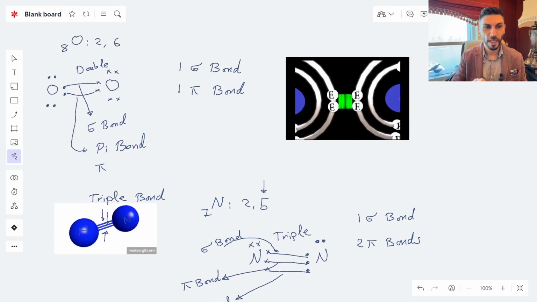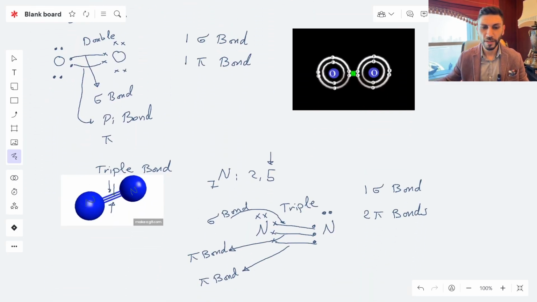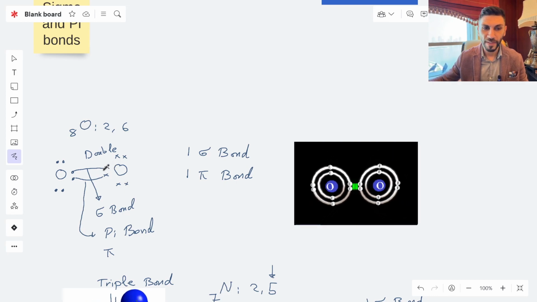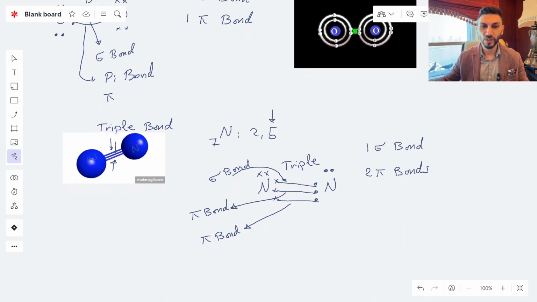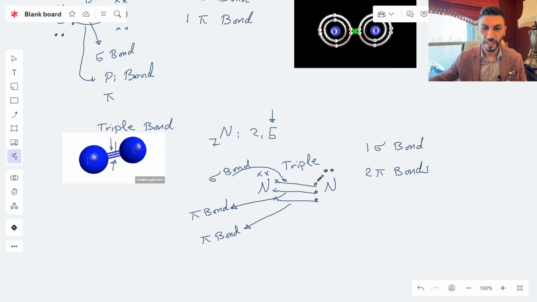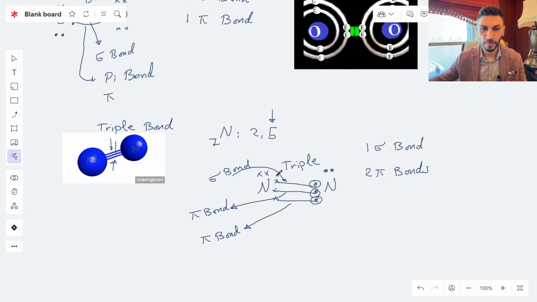Let's have a quick revision about this. For the single bond, we only have 1 sigma bond and the sharing is only 1 electron from each atom. Here, in the double bond, we have only 1 sigma bond and 1 pi bond, and the sharing is 2 electrons from each atom. And in the triple bond, we will have 1 sigma bond and 2 pi bonds, and the sharing will be 3 valence electrons from each atom.